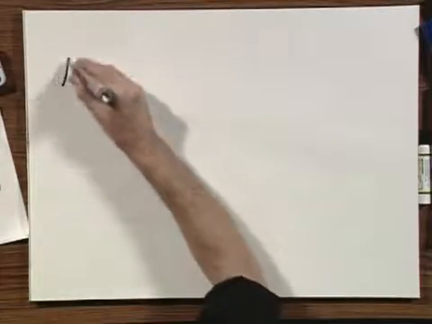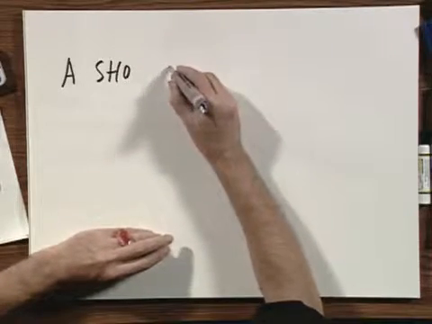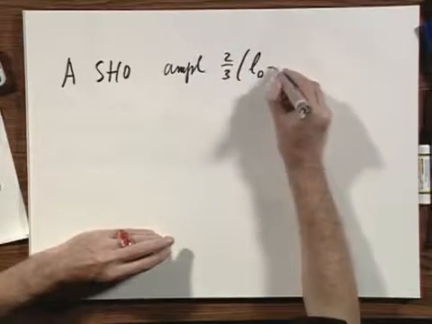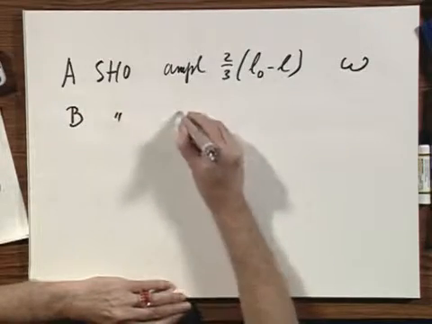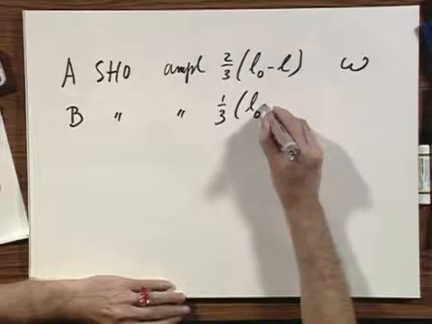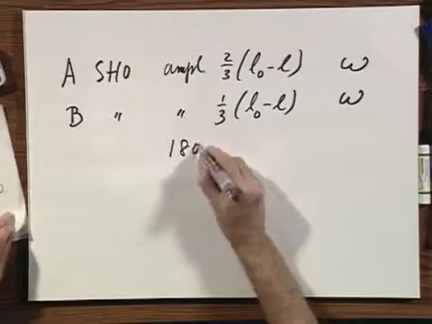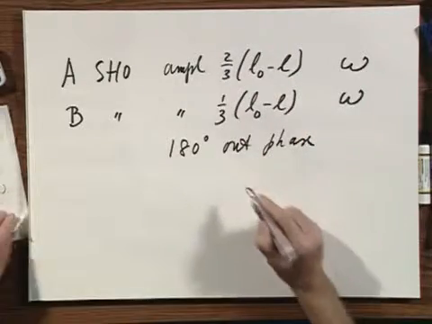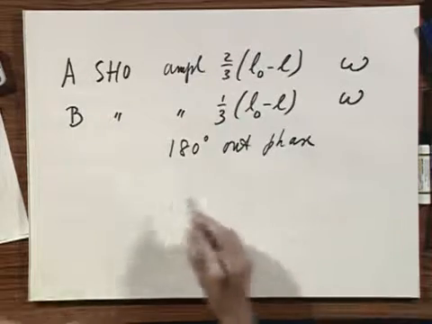Well, it's clear that A is going to oscillate in a simple harmonic fashion, and the amplitude of A is going to be 2/3 times L0 minus L, and it has a frequency omega. B will be a simple harmonic oscillation with an amplitude 1/3 L0 minus L, but it better have the same omega, and they are 180 degrees out of phase. When one goes up, the other one goes down. How now would I calculate the frequency omega?